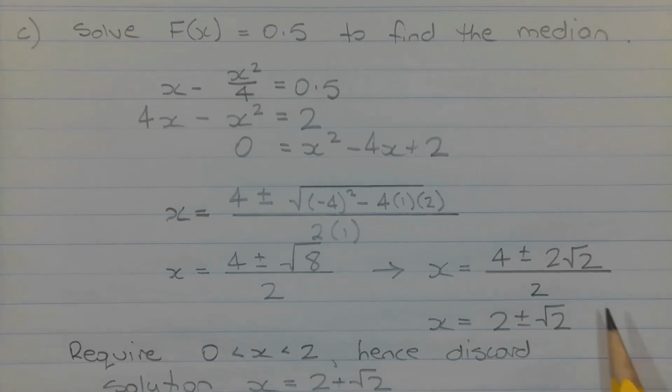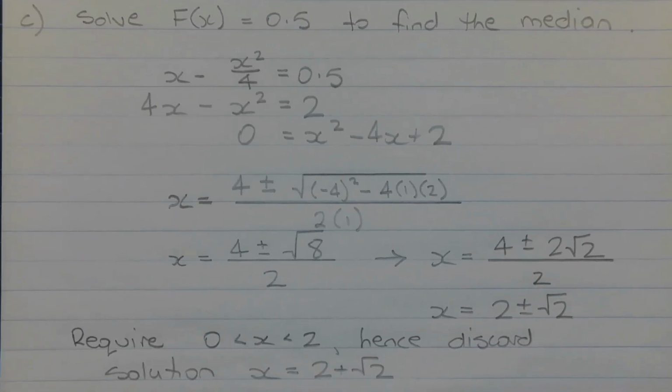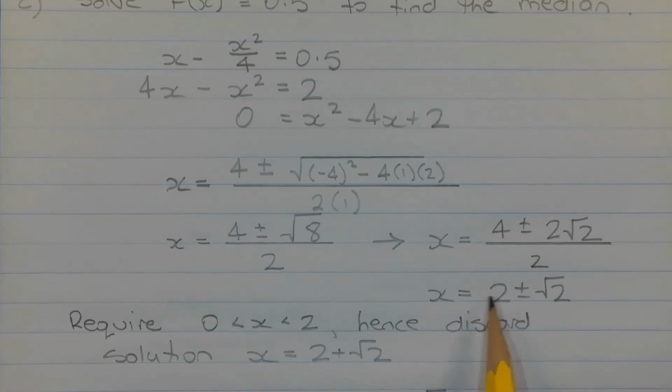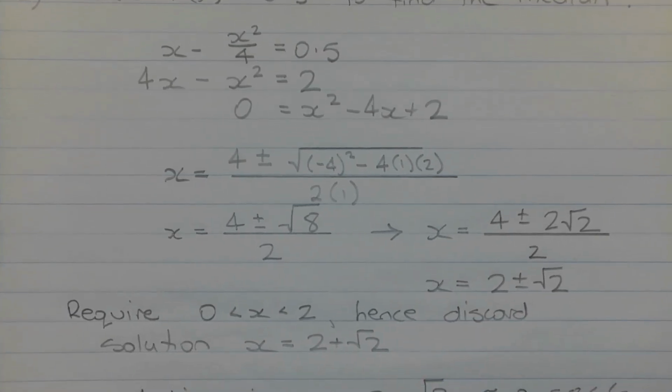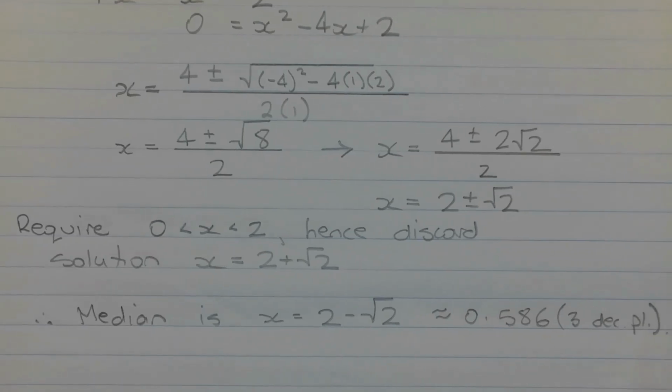Now 2 plus the square root of 2 is greater than 2. So we need to discard the solution x equals 2 plus the square root of 2. Therefore, the median is x equals 2 minus the square root of 2, which is approximately 0.586, correct to 3 decimal places.